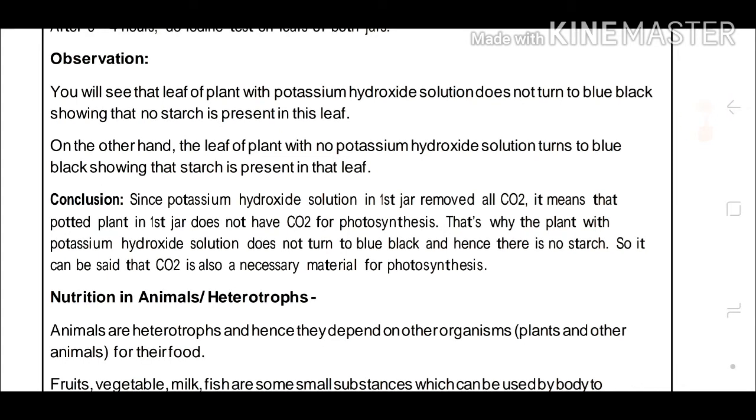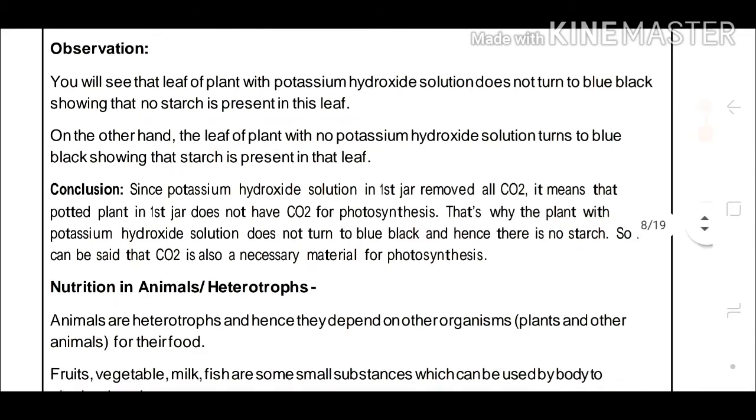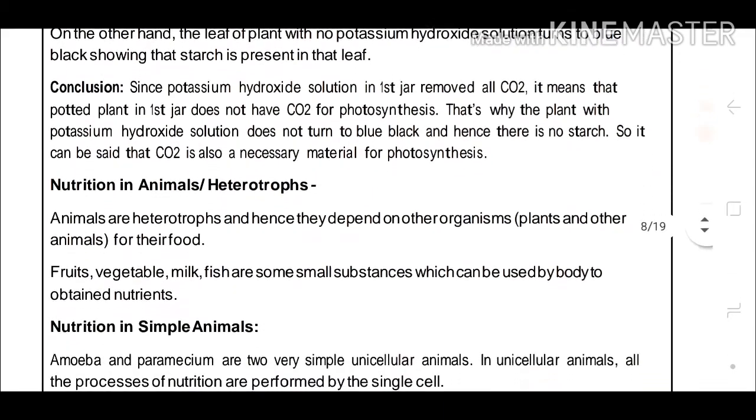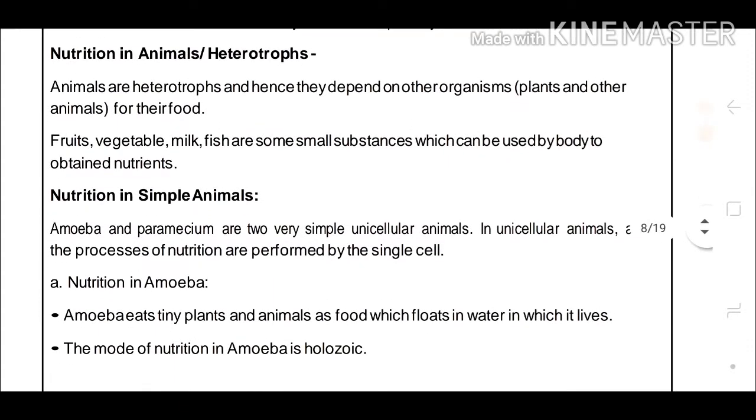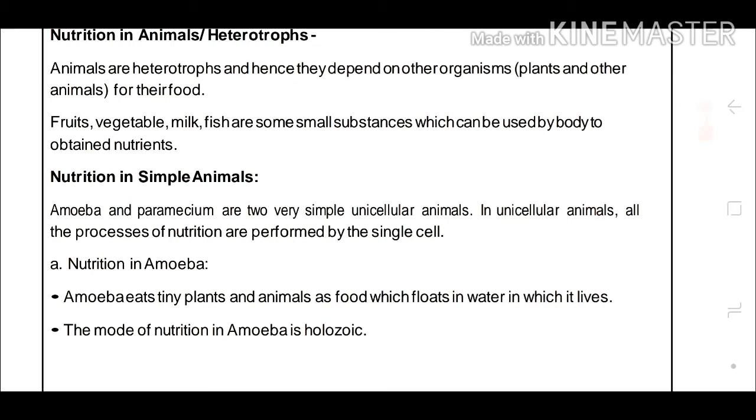Nutrition in animals, heterotrophs. Animals are heterotrophs and hence they depend on other organisms, plants and other animals, for their food. Fruits, vegetables, milk, fish are some substances which can be used by the body to obtain nutrients. Nutrition in simple animals.